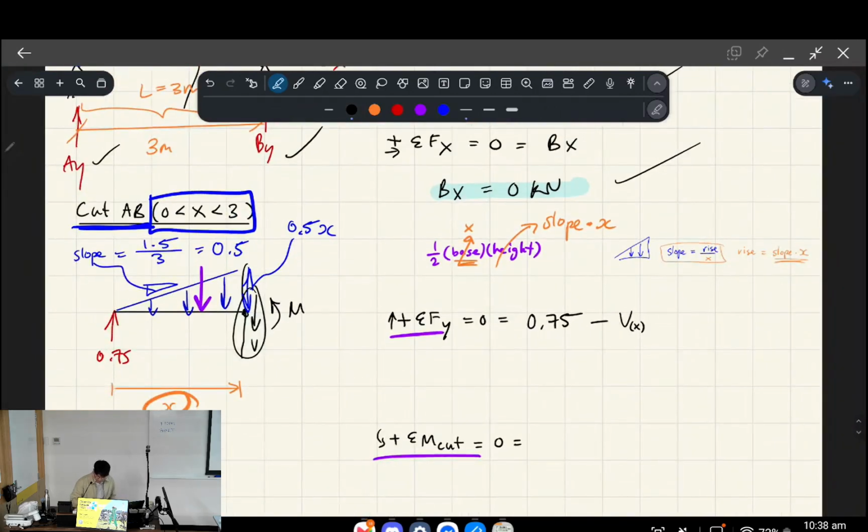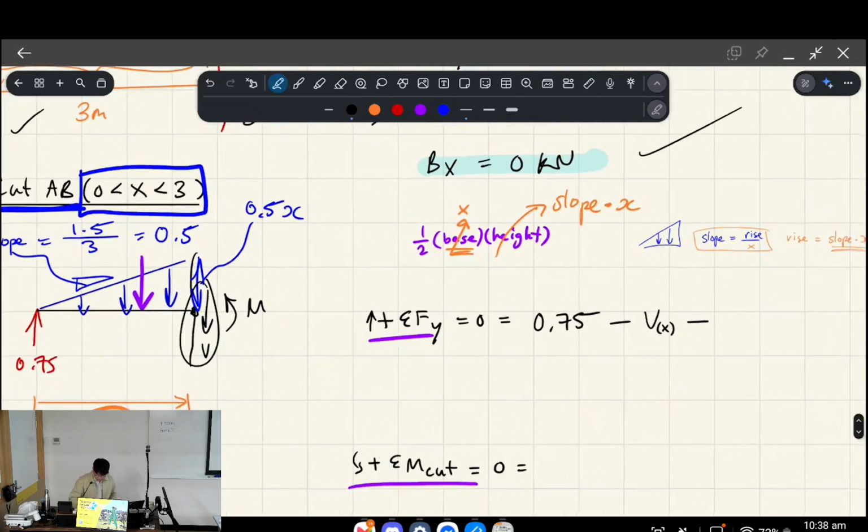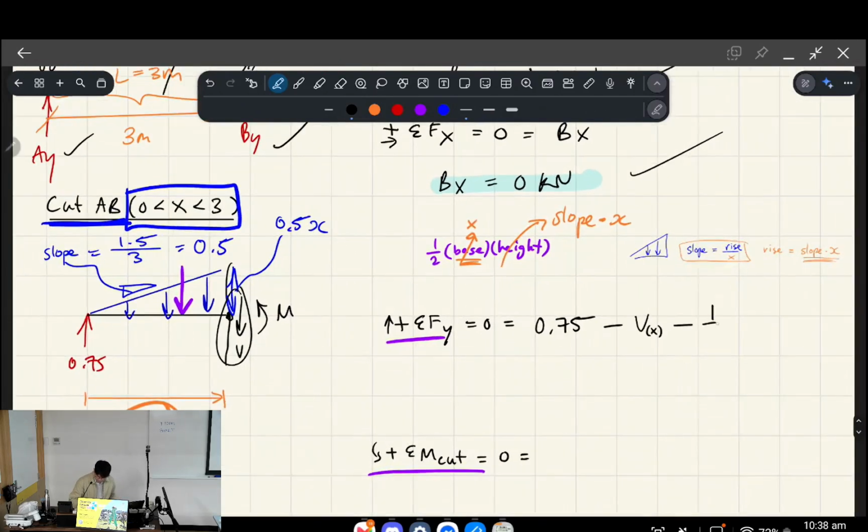Okay, so that's going down. The other thing that's going down is our triangularly distributed load, which we need to resolve into kilonewtons. So half, we do base. The base is x times height, right? And the height is 0.5x. So this is the magnitude of that triangle that's pointing down. And this is ultimately the function that we care about.